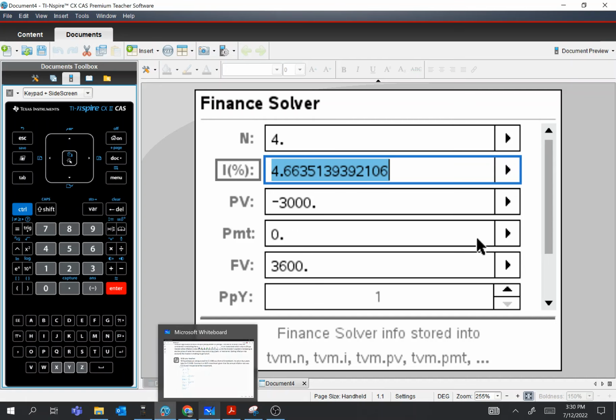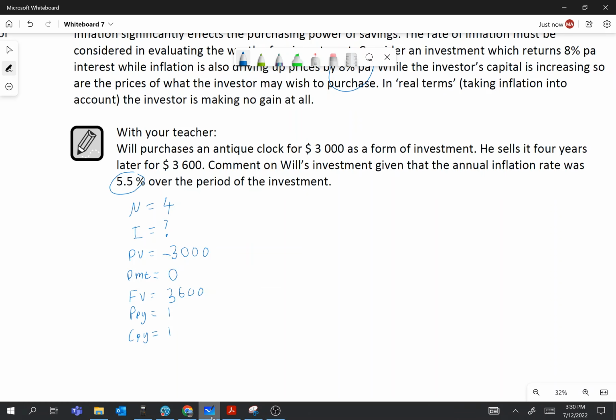Okay, so let's go back and have a look at this. So I'll just make a note. We'll go ahead and write that down. This is 4.66%. Right, now that is lower than 5.5%. So this is not a good investment. All right, so we'll write a sentence. Yeah, so not a good investment, because the rate of return is lower than the rate of inflation.